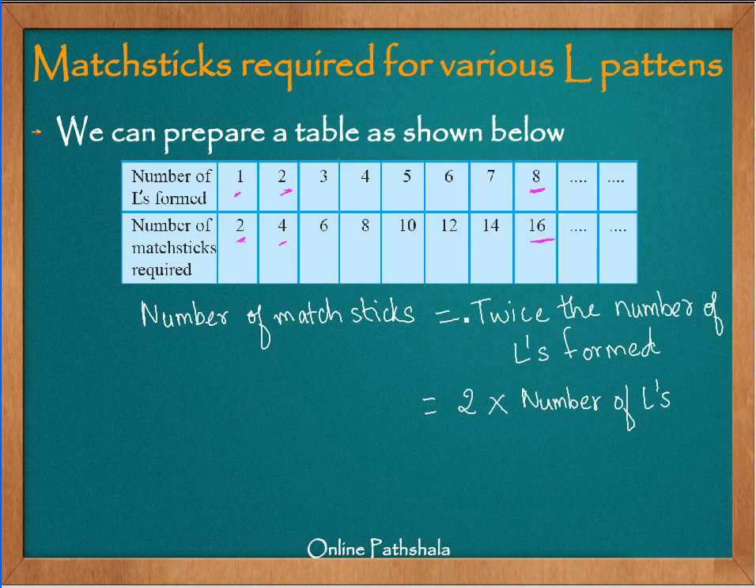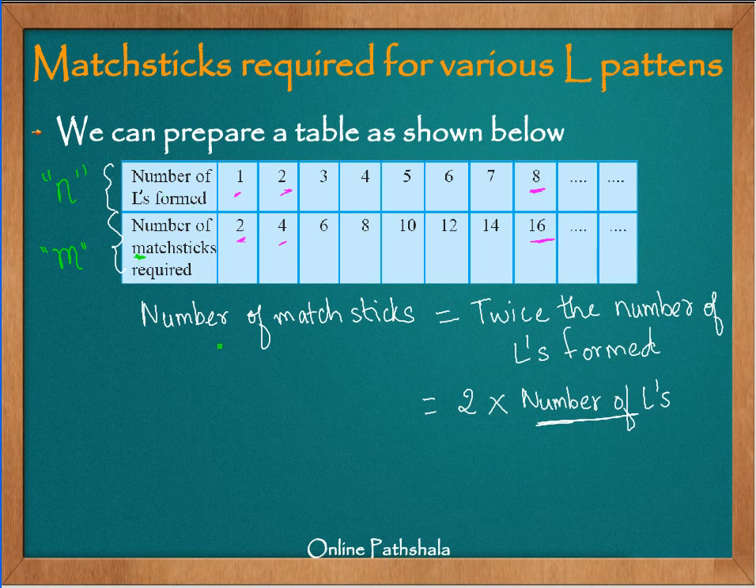Now let us try to make things a bit simpler for us. Here we have written number of matchsticks, that is this, and then twice the number of L's, that is this. If I want to write a rule, I will try to make my life simpler. Instead of writing number of L's, let me just use a letter, let's say this small n. What this n means is that it represents the number of L's. And similarly, for matchsticks, I'll take up this m to remind us of the number of matchsticks required. So m means number of matchsticks required, and n means the number of L's formed.